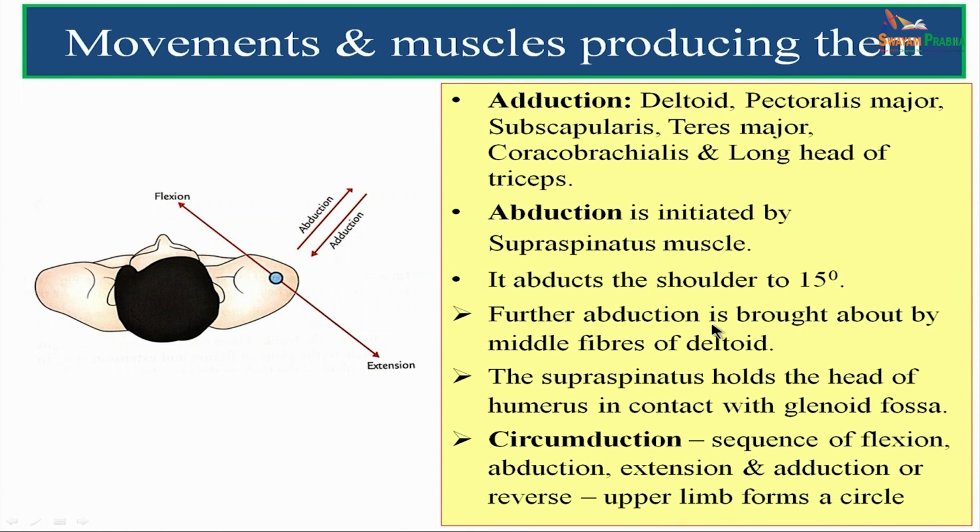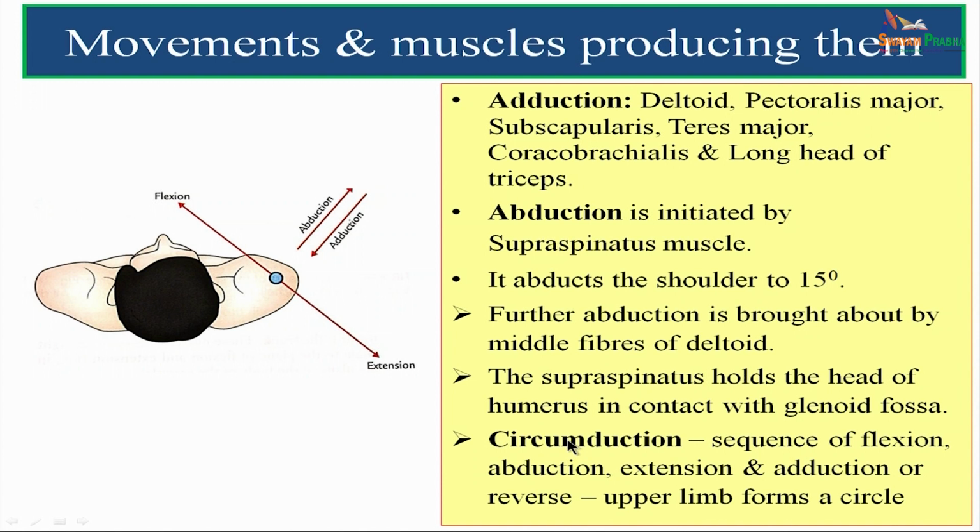Further abduction is brought about by the middle fibers of deltoid muscle. So, abduction is started by supraspinatus muscle to initiate. It is otherwise known as initiator of abduction of shoulder joint up to 15 degrees. Further abduction is made possible by deltoid muscle. The supraspinatus holds the head of the humerus in contact with the glenoid cavity of scapula.